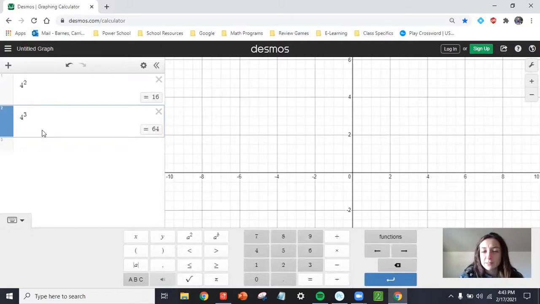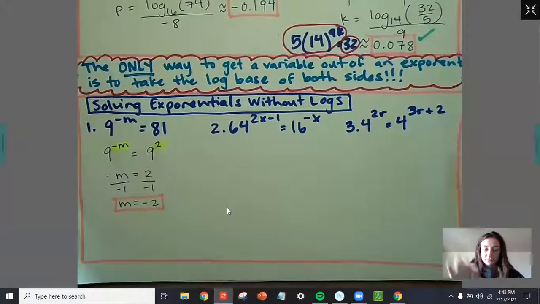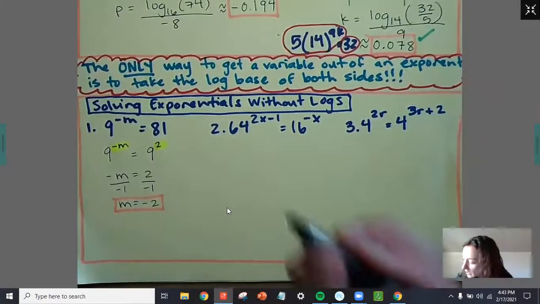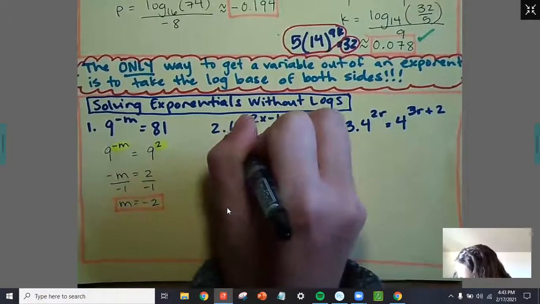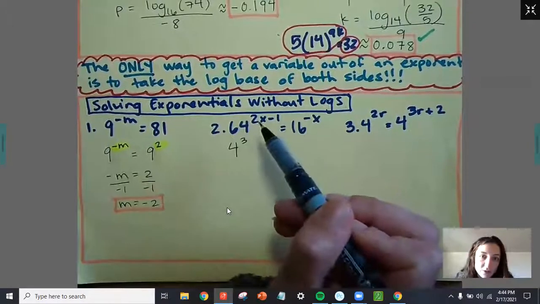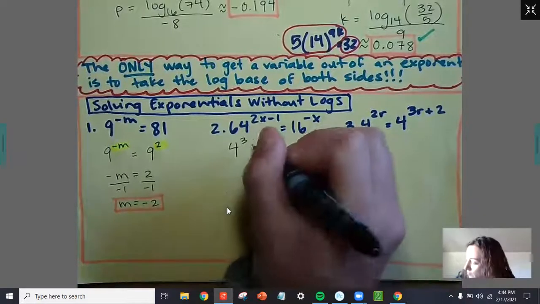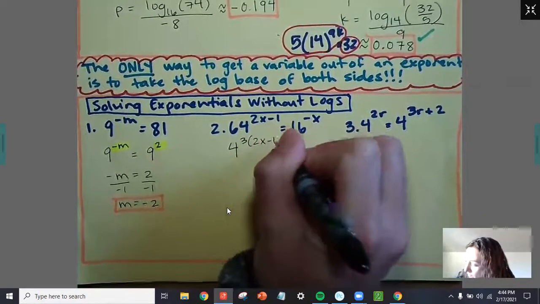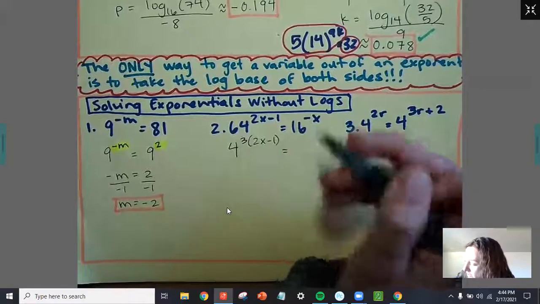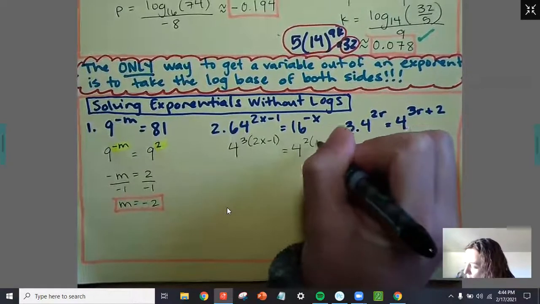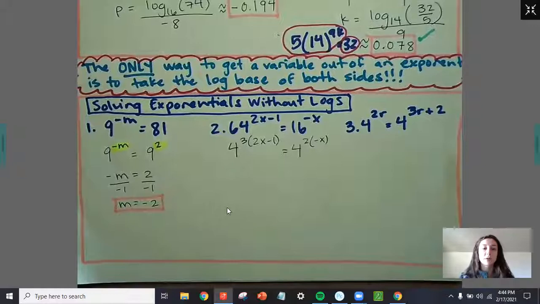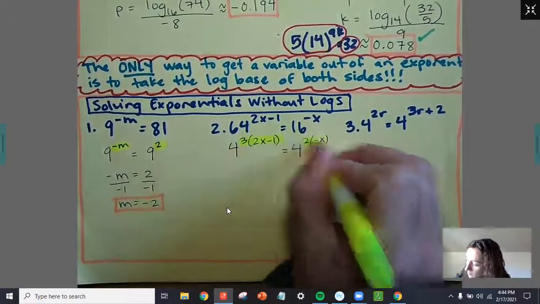So we're going to try out this method, and then we're also going to try out another one after this. So we know that 4 squared is 16, and 4 to the third is 64. So let's rewrite these as that. Okay, so 64 is 4 to the third, and we're just going to write the exponent right beside it. So 3 times 2x minus 1. And we're also going to rewrite 16 as 4 squared, multiplied by its exponent there. Now that we do have the same base, we can go ahead and set their exponents equal to each other.